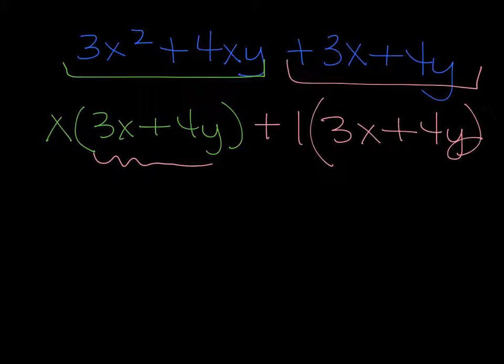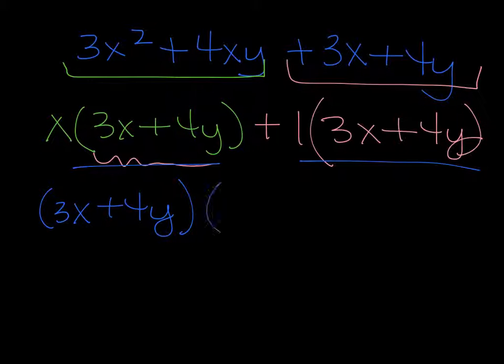Okay, I know that's a little weird on that one. So now, if you notice, what do they both have in common? 3x plus 4y. And what's left? x plus 1 when you take that out.